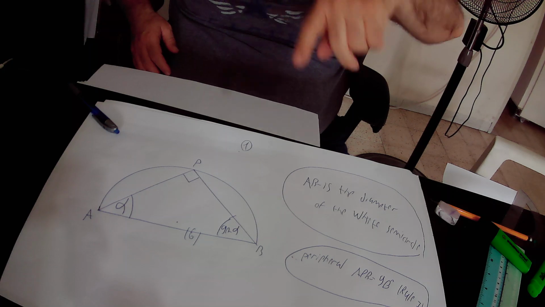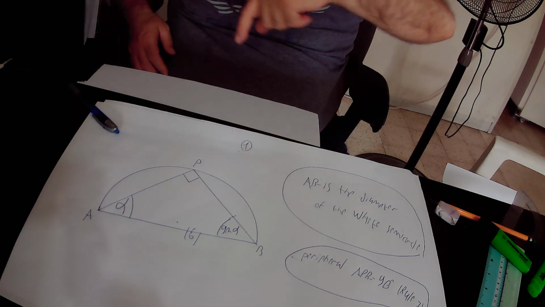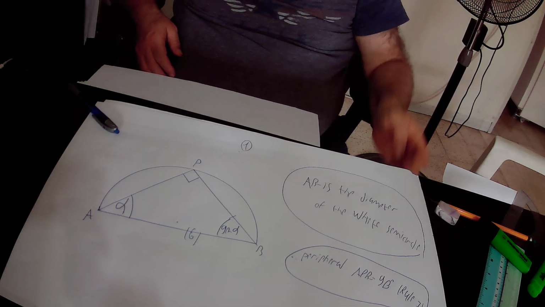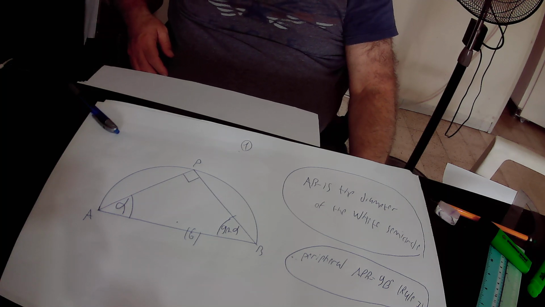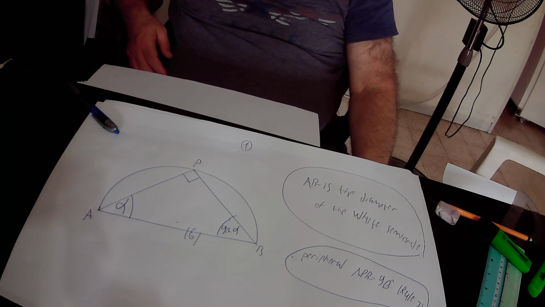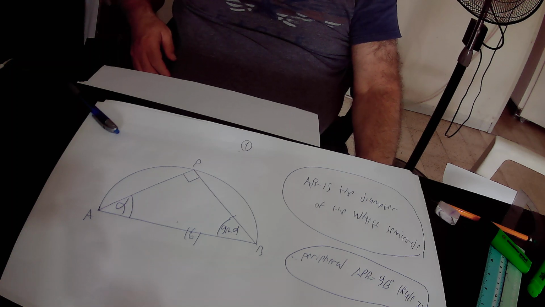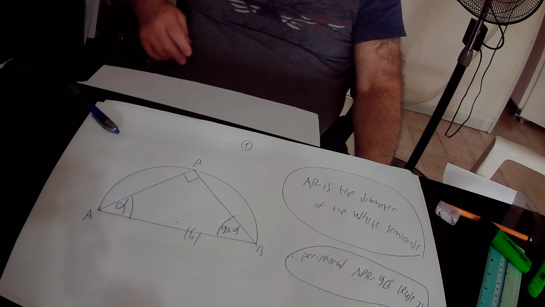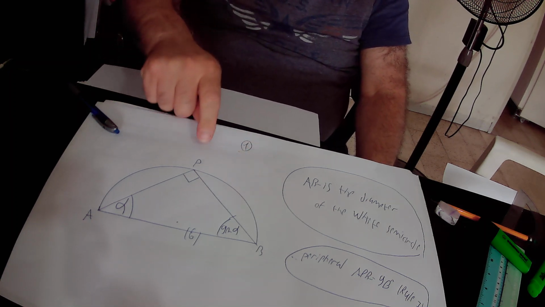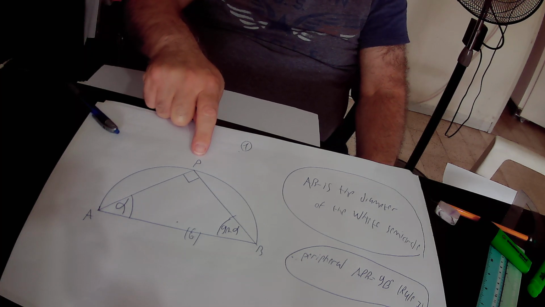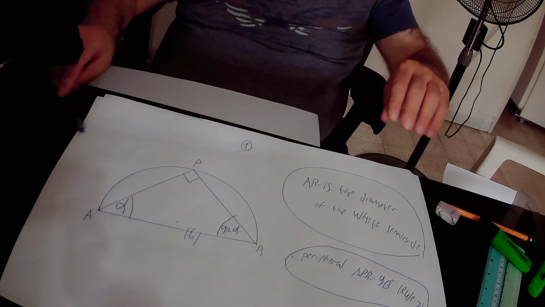It's subtended on AB, that is the diameter of this semicircle, and therefore, according to rule 7, any peripheral angle that is subtended on the diameter of the circle must be equal to 90 degrees in its size. Therefore, this peripheral angle APB equals 90 degrees according to rule 7.